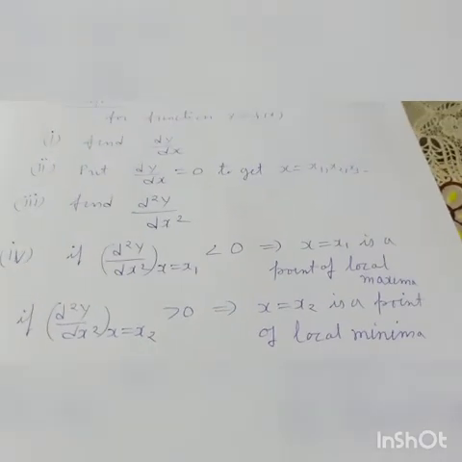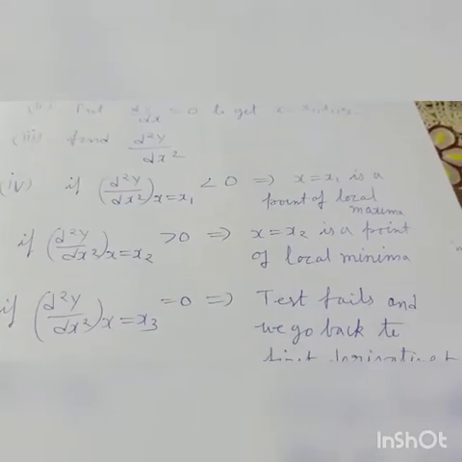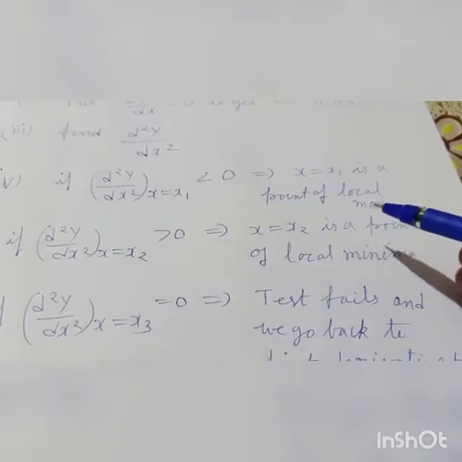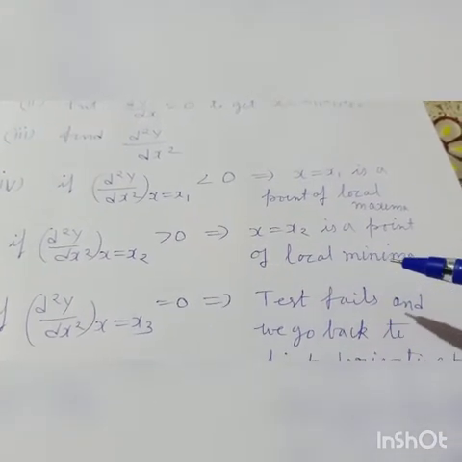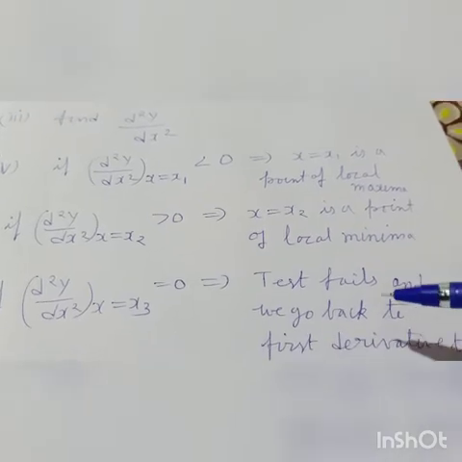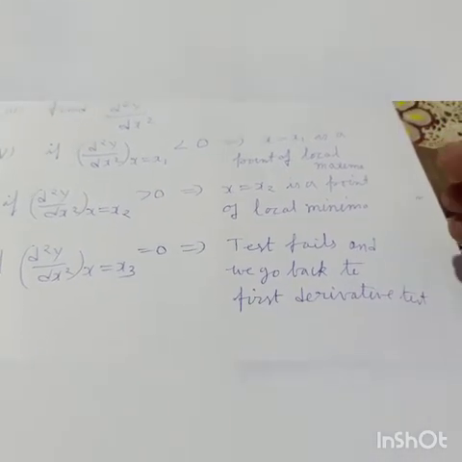So these three steps are very important. If the second derivative is less than 0, we get a point of local maxima. If greater than 0, we get a point of local minima, and if equal to 0, then the test fails and we go back to the first derivative test.